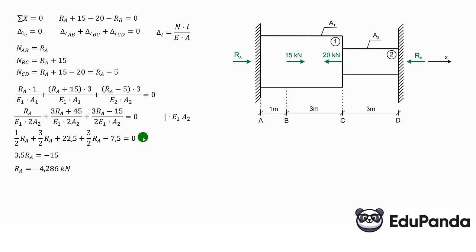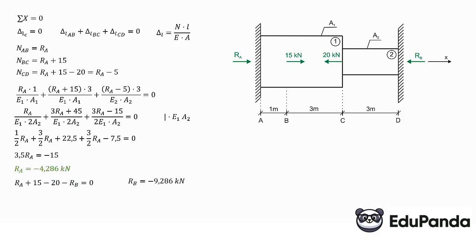This minus indicates that I assumed the direction incorrectly, but that's okay. This reaction has the same value, 4.286, but with the opposite direction. This minus here tells us that. Now we can go back to our sum of projections on the x-axis and substitute for RA minus 4.286 kN and calculate RB. So RB would equal that.